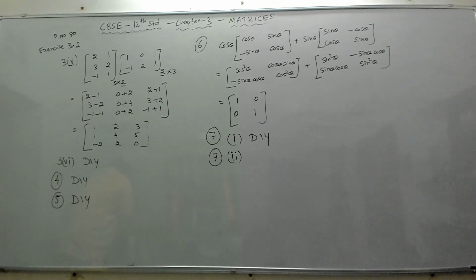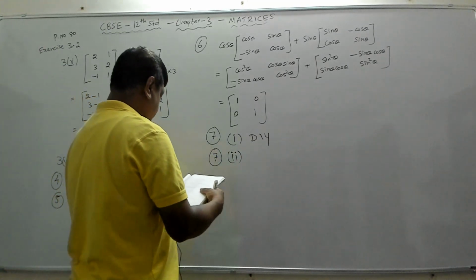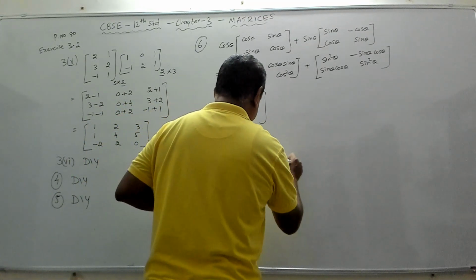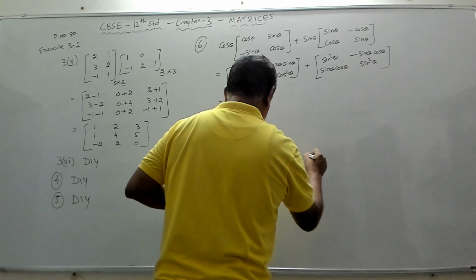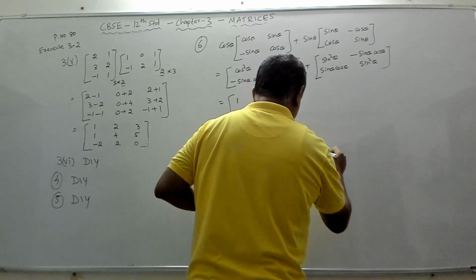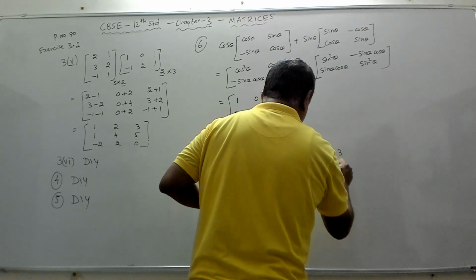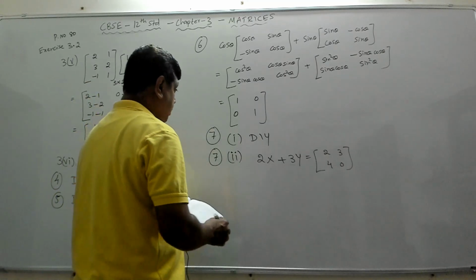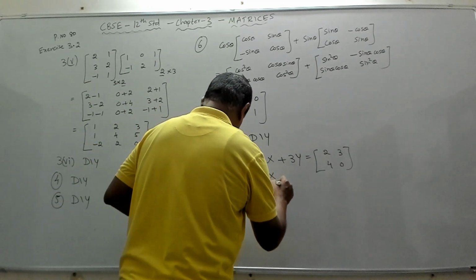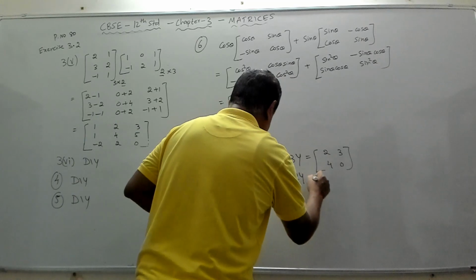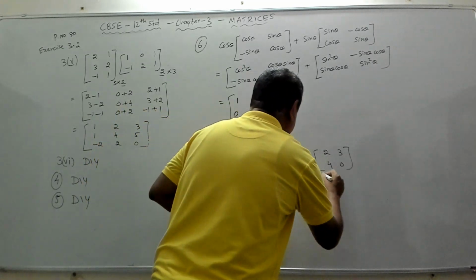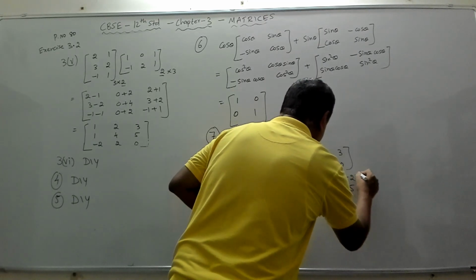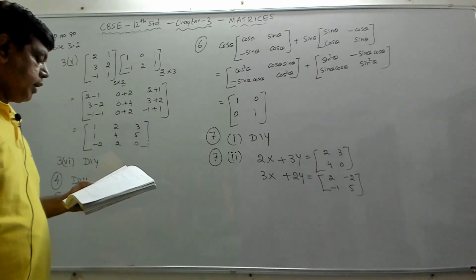Seventh one, second part is we have to find the matrix x and y such that 2x plus 3y equal to [[2, 3], [4, 0]]. 2x plus 3y is 2, 3, 4, 0. Then 3x plus 2y is given as [[2, -2], [-1, 5]].